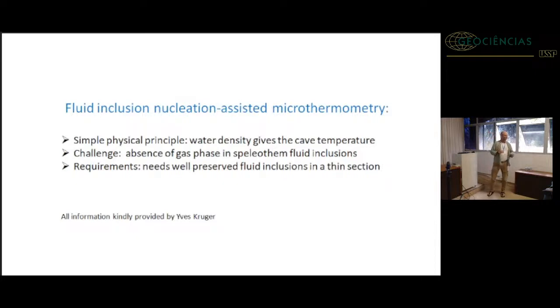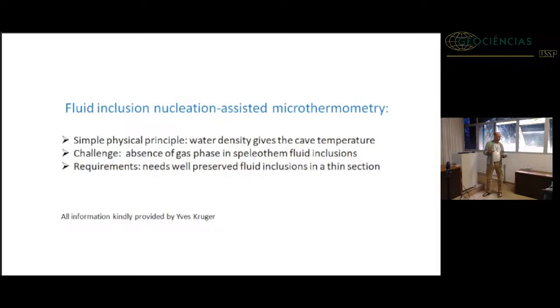The typical microthermometry you do on a sample, you make a thin section, and off you go. You have a thin section, there's going to be water in there, there's going to be a bubble in there, and you need that bloody bubble to do your paleotemperature, right? Now we have a little bit of a problem with speleothems, because they don't have that bubble. So that's the challenge. How do we deal with the fact that we don't have a bubble? There are simple solutions for that, fortunately. And there are some requirements.